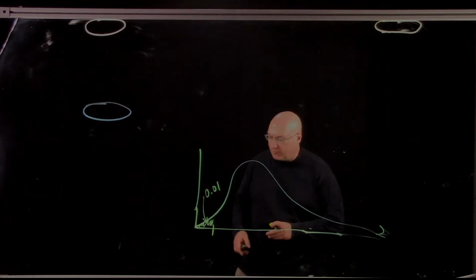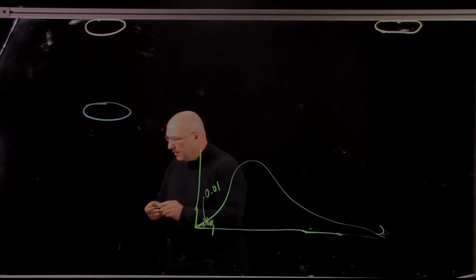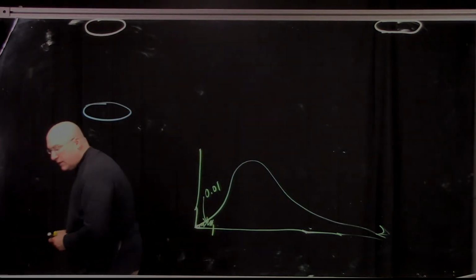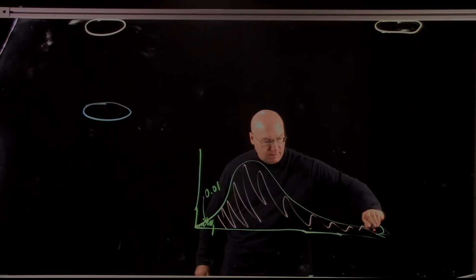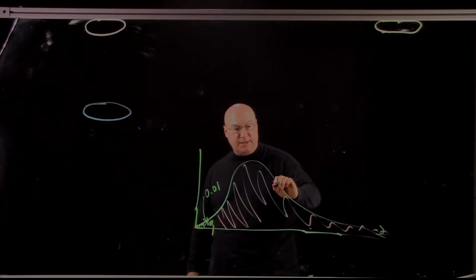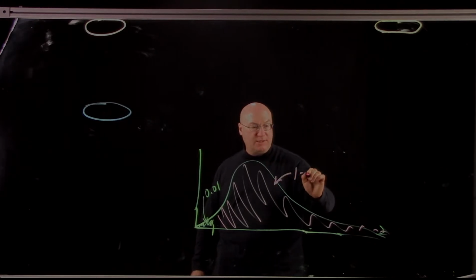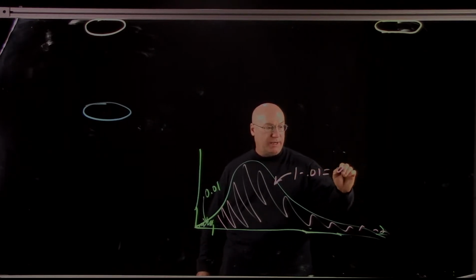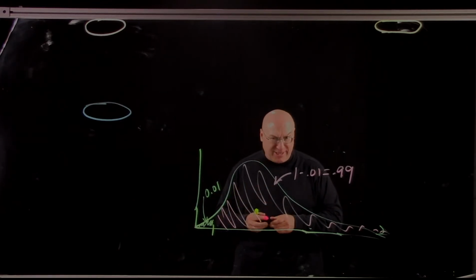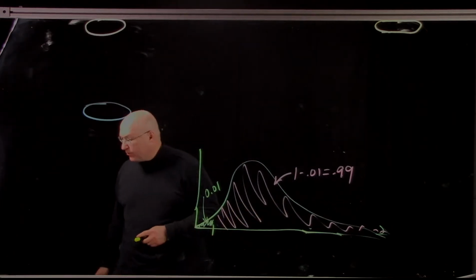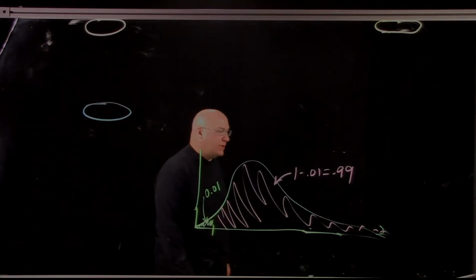It only gives me areas to the right. So of course, I just compute this area, which is to the right, isn't it? And of course, that's 1 minus 0.01, so it's 0.99. So I go in the table and I look up 0.99 area to the right for degrees of freedom 50 minus 1, which is 49.